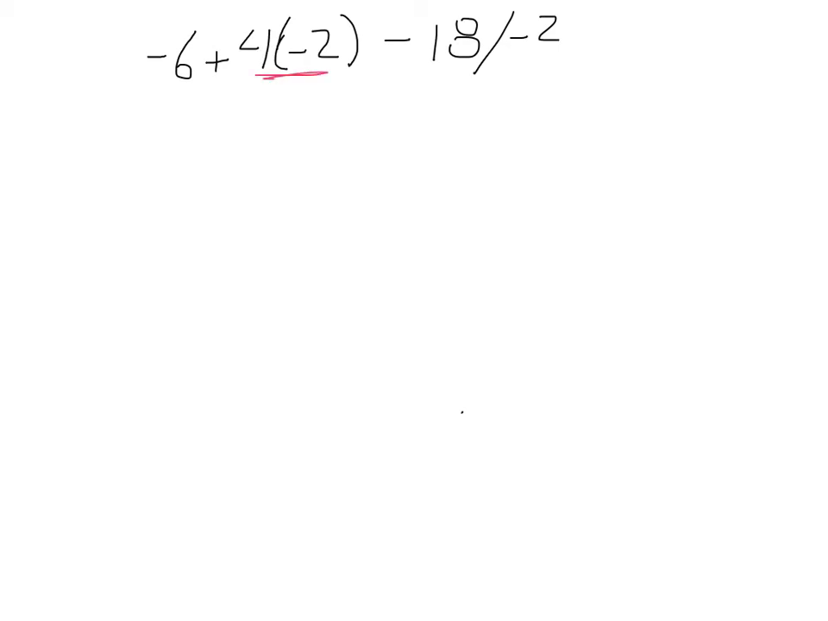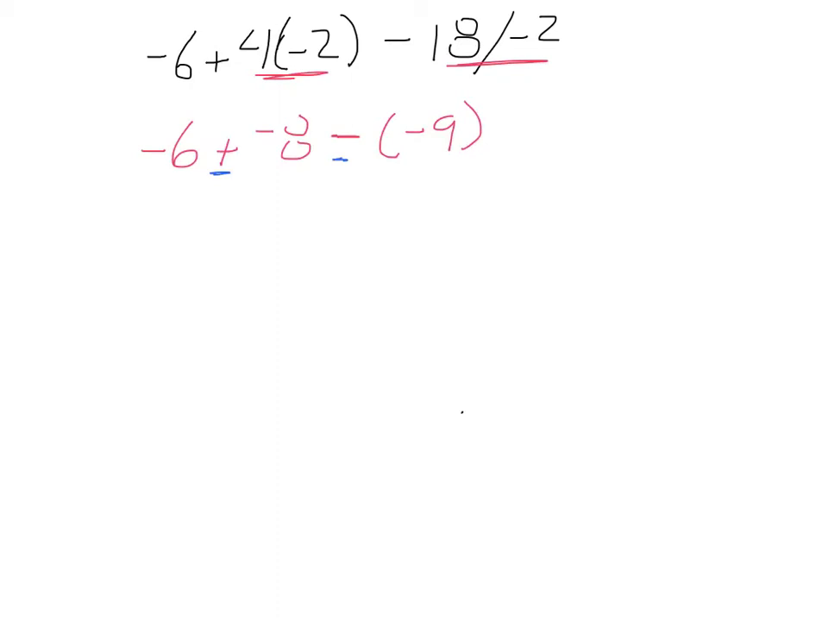So I'm going to take care of my multiplication and division first. So that would be negative 6 plus 4 times negative 2 is negative 8 minus 18 divided by negative 2 is negative 9. So now I have nothing but subtraction and addition. So subtraction and addition. And I'm going to go from left to right.